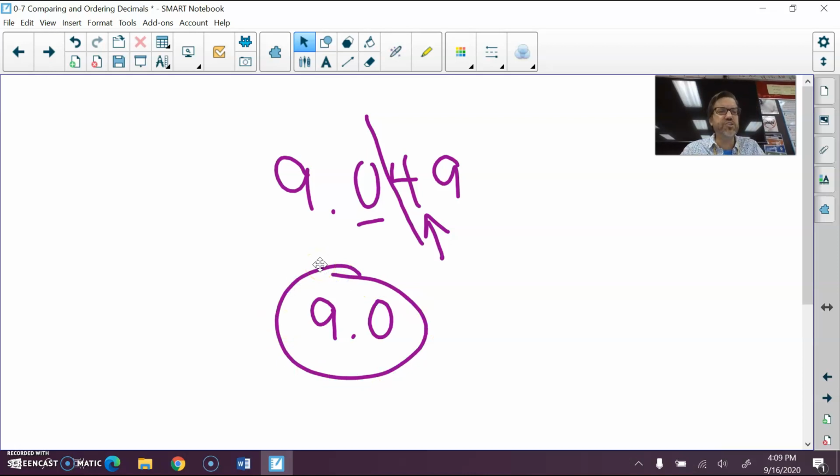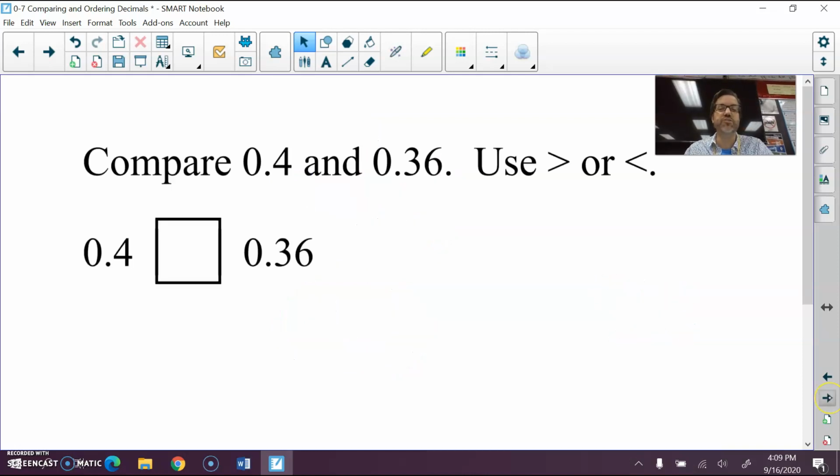Do I need to show the 0.0, or can I just write 9? Would that be the same thing? Since I'm asked to round to the nearest tenth, I need to show the tenths place. So I do want to show 9.0. If all I showed was 9, then a person would think, oh, you rounded to the nearest whole number. But I want to show, no, this is precise to the nearest tenth. And to the nearest tenth, it's 9.0. So yeah, we do want to show 0.0 in that situation.